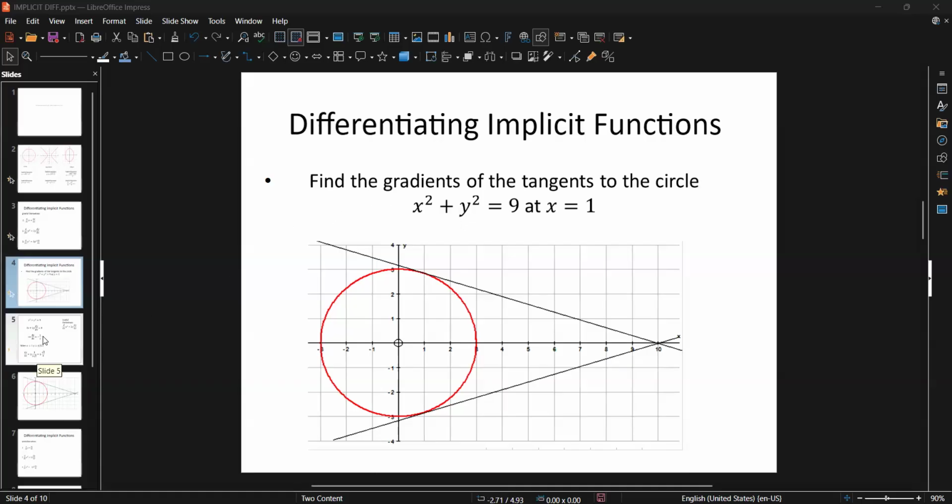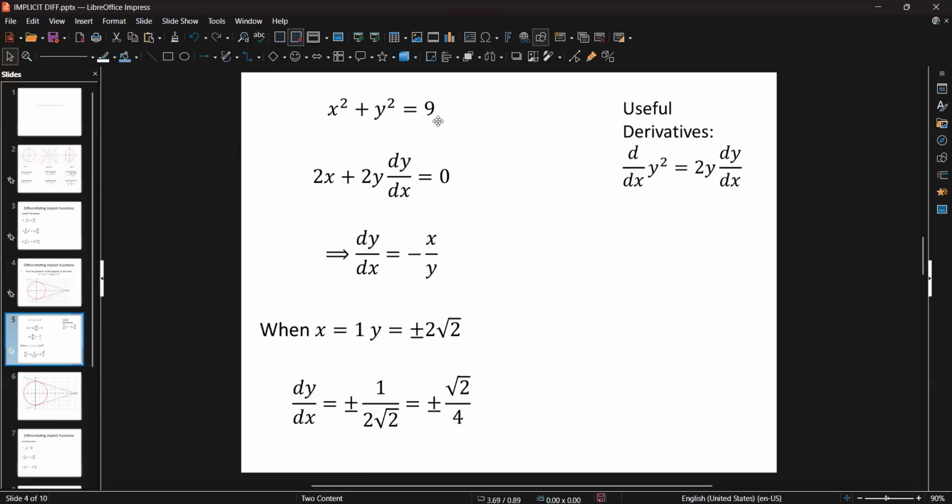We simply take the function x squared plus y squared equal 9, and we differentiate. When you differentiate x squared, you get 2x. When you differentiate y squared, you get 2y dy dx. When you differentiate 9, you get 0. And you do some rearrangement, and you get dy dx equal minus x over y. So you want to know what's the gradient when x equal 1. Notice dy dx involves x and y, so we have x equal 1, but we need a y value.